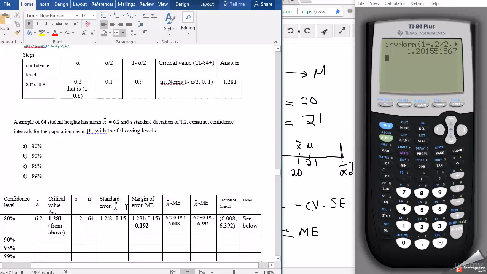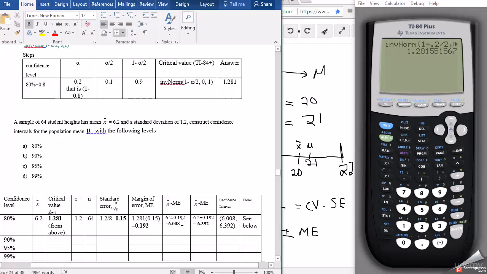So standard error, remember, is sigma divided by square root of n. So it's going to be 1.2, which is sigma, divided by square root of 64, which is 8. And when you do that, you get 0.15. So that's our standard error. Now, to get the margin of error, we multiply the standard error by the critical value, and that's what we did here. And what do you get? 0.192. So that's your margin of error.